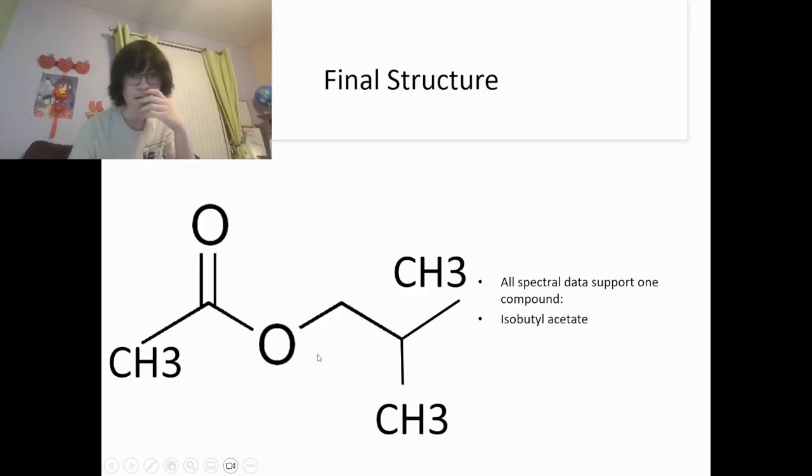And here is the final structure we have, and this final structure is called isobutyl acetate. As you can see, this structure fits all of the data that we used to find it, which would be the molecular formula, the degree of unsaturation, the IR data, and the NMR evidence. So all of these are used in order to find the structure we have here called isobutyl acetate. That is my video.